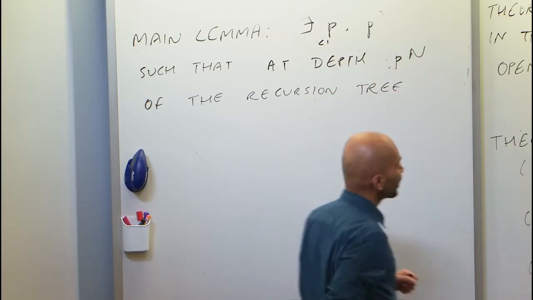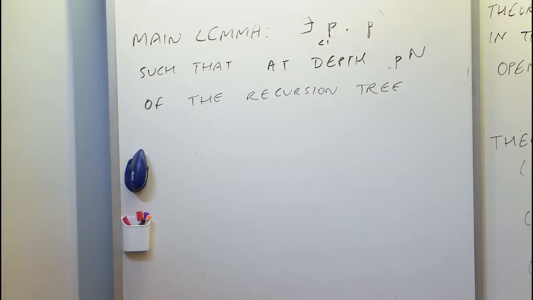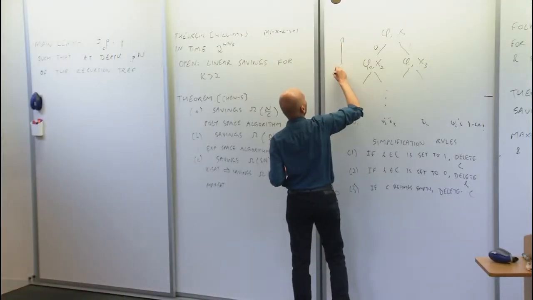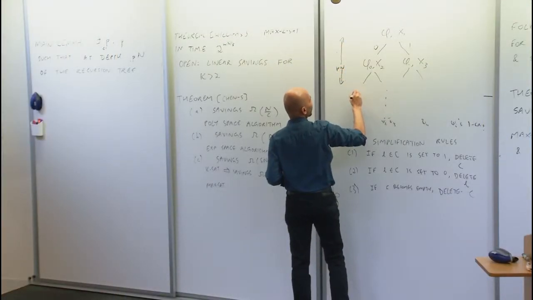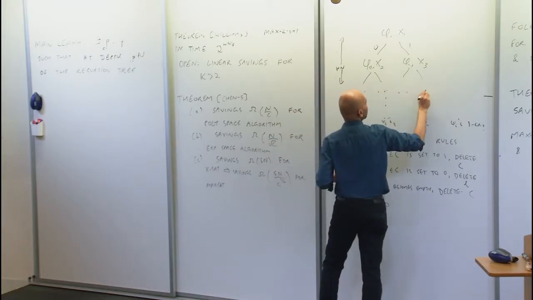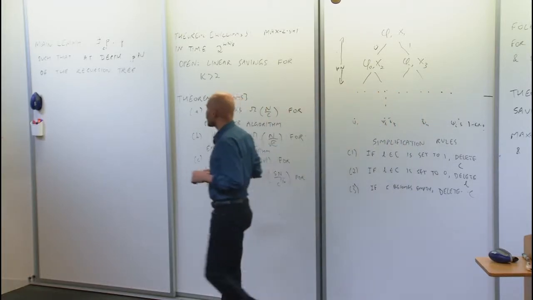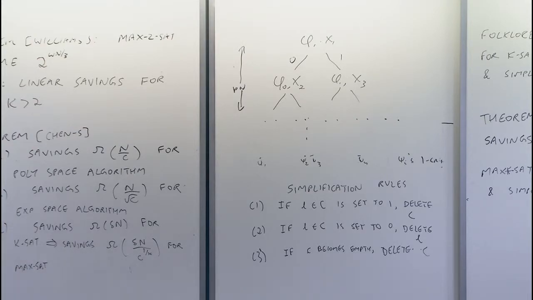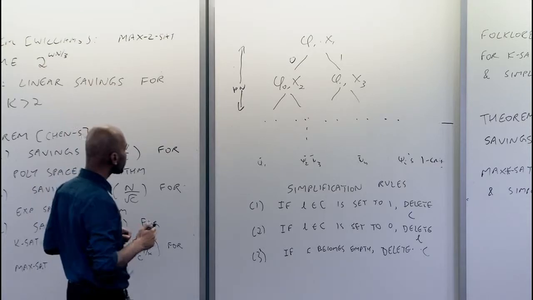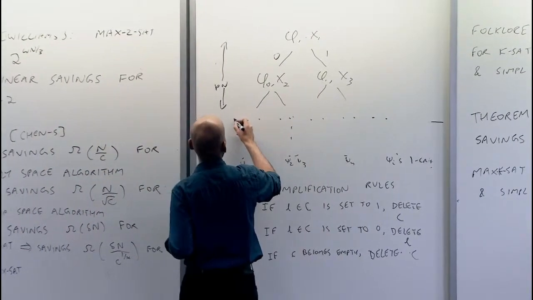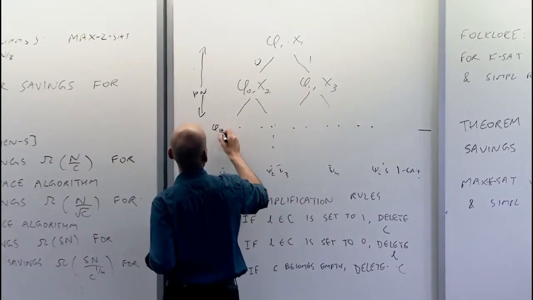So look at depth p times n of the recursion tree, right? You have some parameter p, and you look at all the nodes at depth p times n. So there's a set of nodes here. You look at these nodes, and you look at the formulas that occur at these nodes, the formulas that correspond to recursive calls at those nodes. So let's say phi I1.